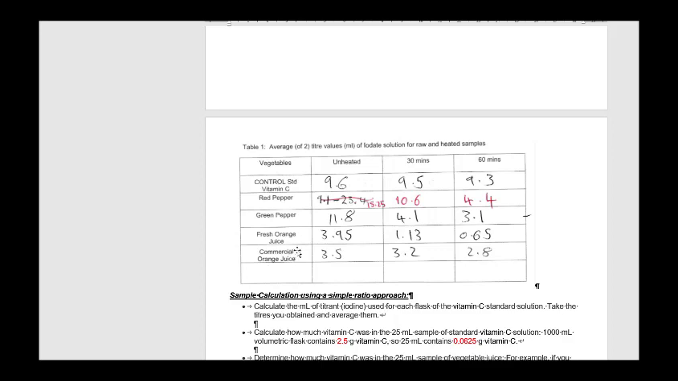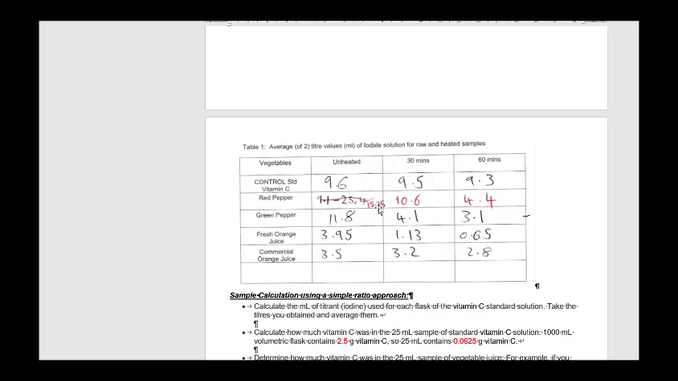Now, what these results are showing us is that the control, even after heating, is not actually being reduced. The vitamin C content is not being reduced. The reason being is that the control was ascorbic acid, so that's a synthetic vitamin C, and the synthetic vitamin C is not being affected significantly by the heating process. Whereas the natural vitamin C, which we find in the red pepper, the green pepper, and the fresh juice, you can see there's been significant reduction.